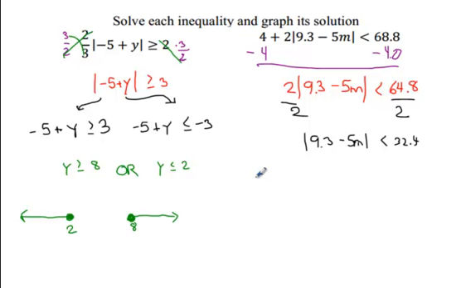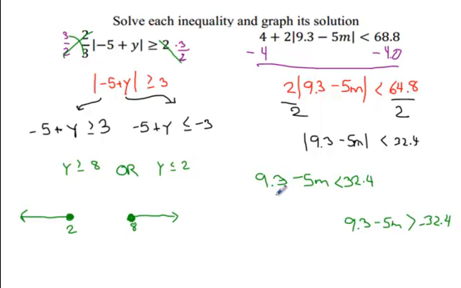So the first one, we're just going to drop the inequality sign. And the second one, we're going to drop the inequality sign. I'm running out of space here, so I'll bring it down here a little bit. 9.3 minus 5m. Flip the inequality sign and take the opposite of what was on the other side of the inequality sign from where the absolute value was. So negative 32.4 over there.